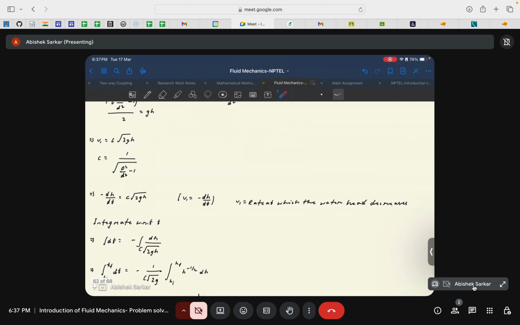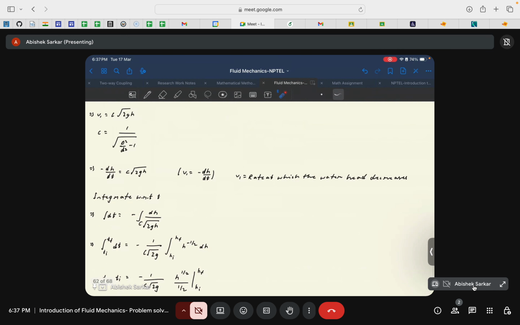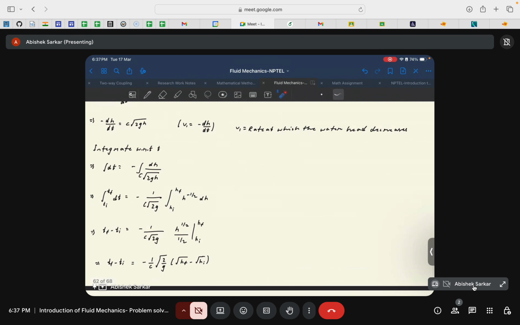Now we know that v1 is equal to minus dh by dt. This is something that we found in the very beginning of the problem. To find the time, we just need to reorient this equation. Take this dt term to the right-hand side and the whole h term to the left-hand side. Given that c and root 2g are constants, you can easily integrate both sides, integrating time from ti to tf, and the height from hi to hf.